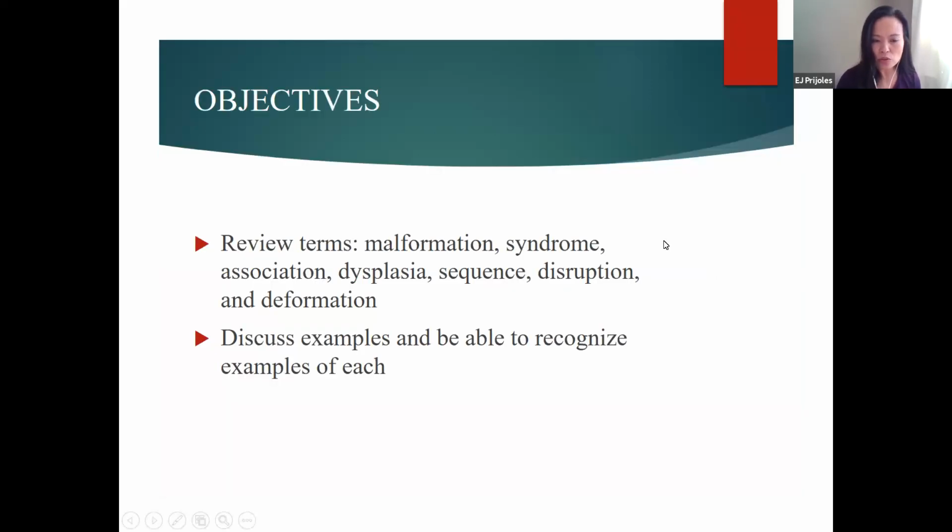So the objectives, we'll talk about birth defects in terms of different terms: malformation, syndrome, association, dysplasia, sequence, disruption, and deformation. And just recognizing that some of these might be related to genetic components. Some of them may be environmental. And so we'll be able to discuss some examples, and hopefully you can recognize some of the examples of each.